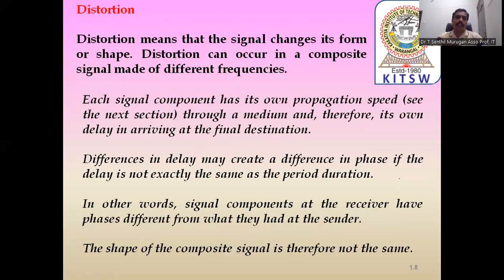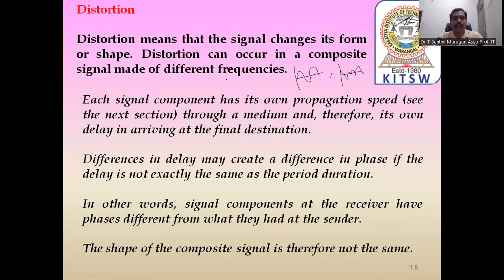So distortion. What is distortion? Distortion means that the signal changes its form. Whatever we are sending, that form will be changed, the form of the signals. So we are sending like this, then the signal may be received like this. Some changes in the signal, or the shape of the signal, will occur.